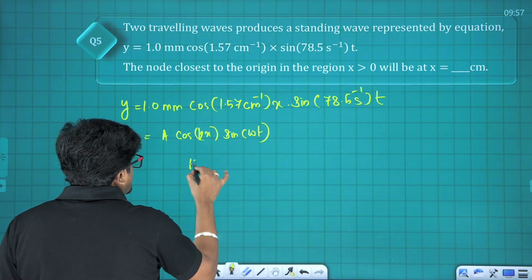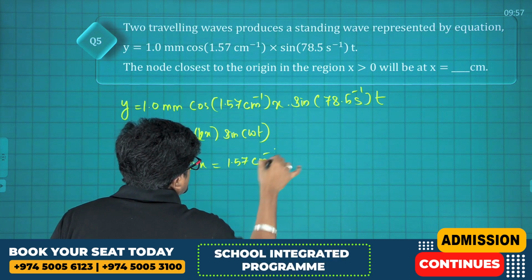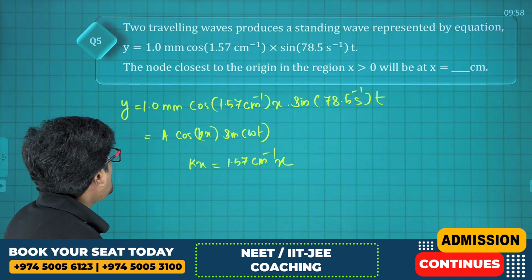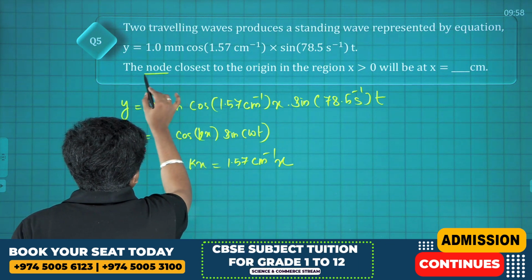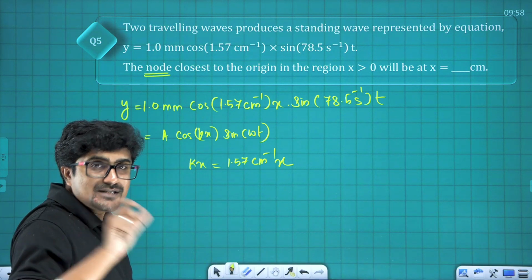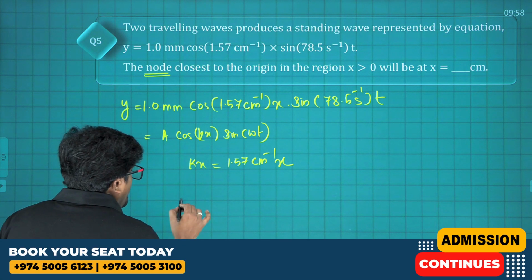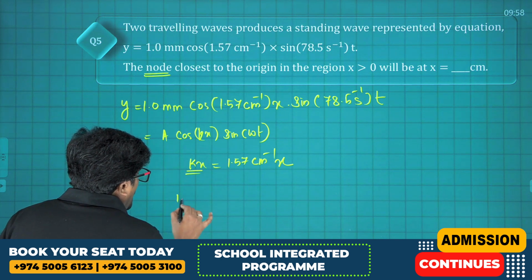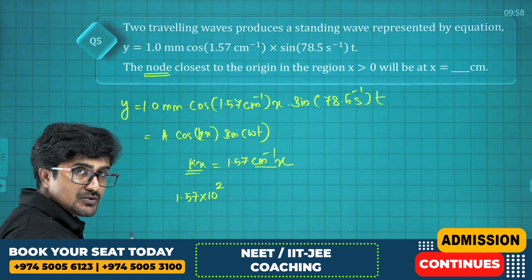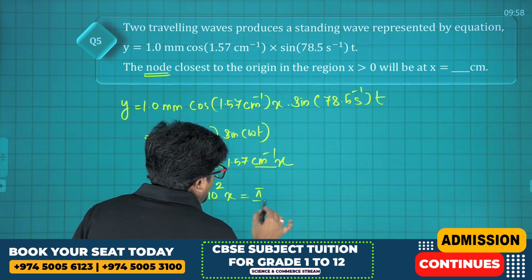Okay, now what is kx? kx equals 1.57 per centimeter into x. Now if we want a non-displacement portion, that is a node, cos of kx needs to be 0, and for the first time it is possible at cos theta equal to pi by 2. So I can say that 1.57 into 10 to the power minus 2 raised to minus 1, that is 10 to the power 2 times x, is going to be pi by 2.